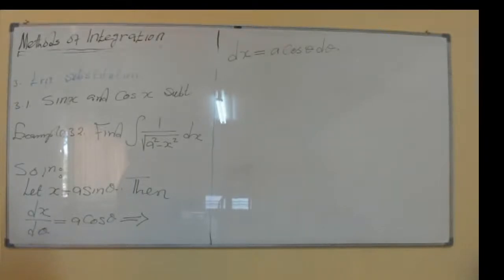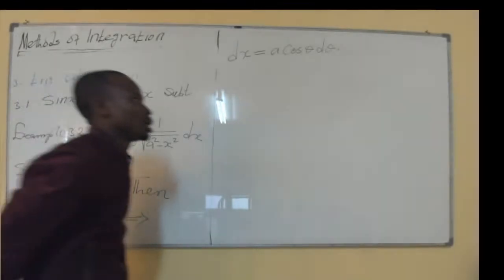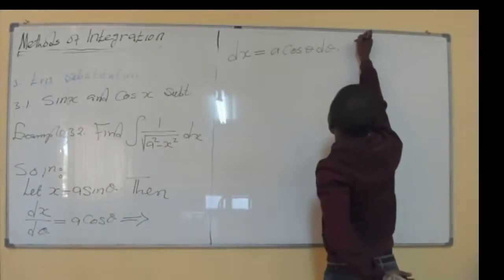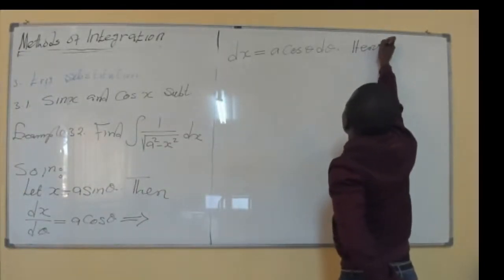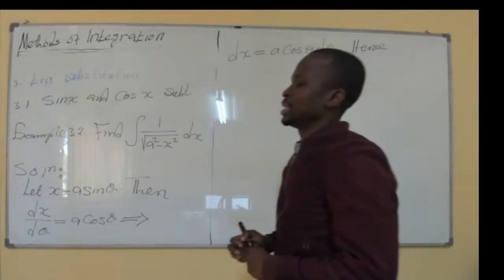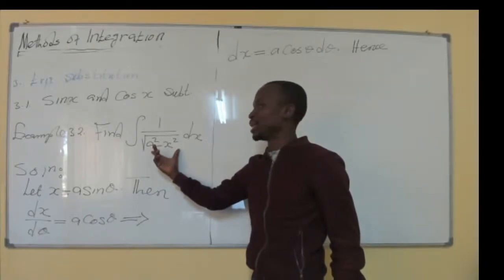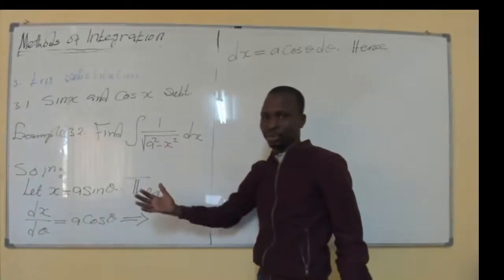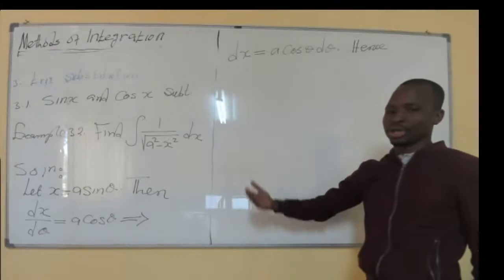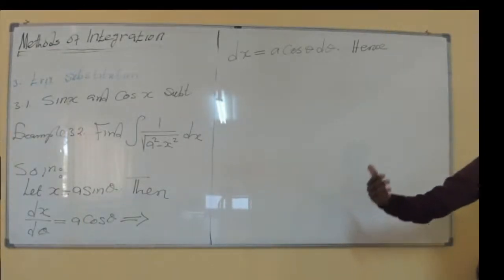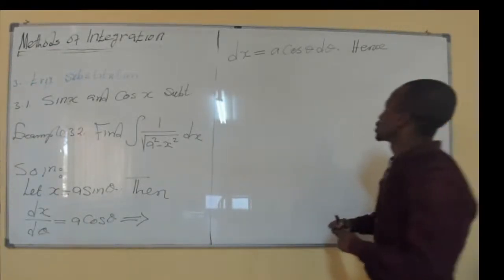Now, why are we employing this? It's because if I ask you, can you manage to integrate this? It's impossible to integrate it. So the best thing you can do is bring in trigonometric substitution.